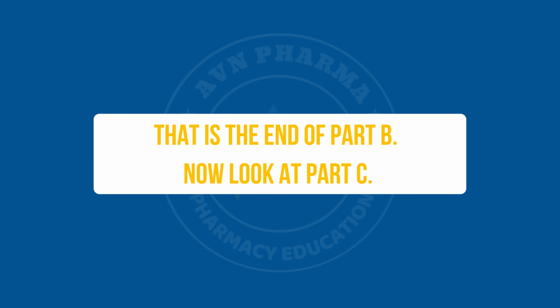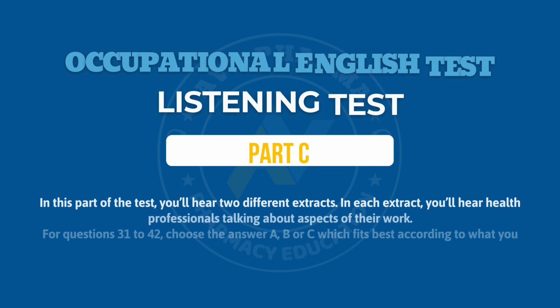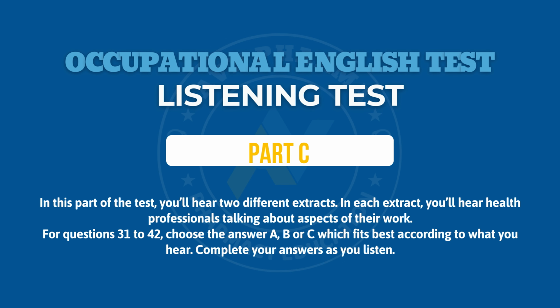That is the end of Part B. Now look at Part C. Part C. In this part of the test, you'll hear 2 different extracts. In each extract, you'll hear health professionals talking about aspects of their work. For questions 31 to 42, choose the answer A, B, or C, which fits best according to what you hear. Complete your answers as you listen. Now look at Extract 1.